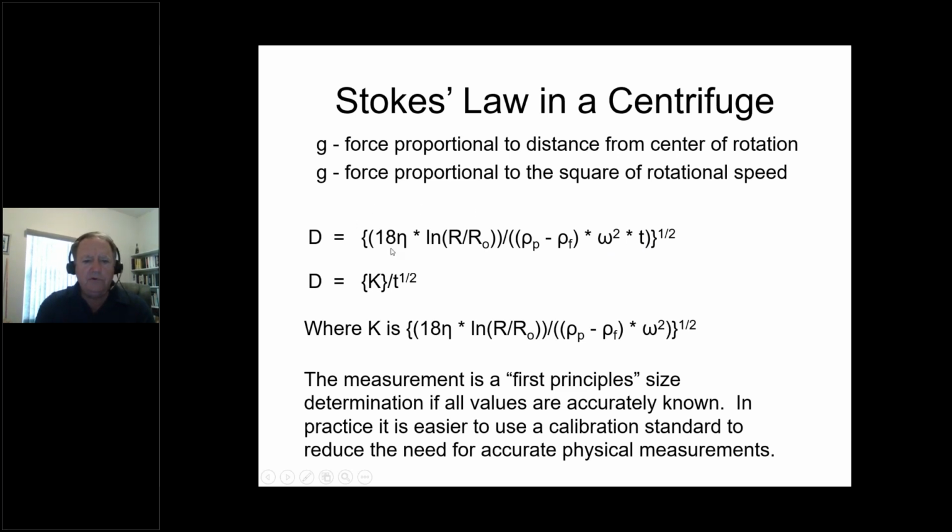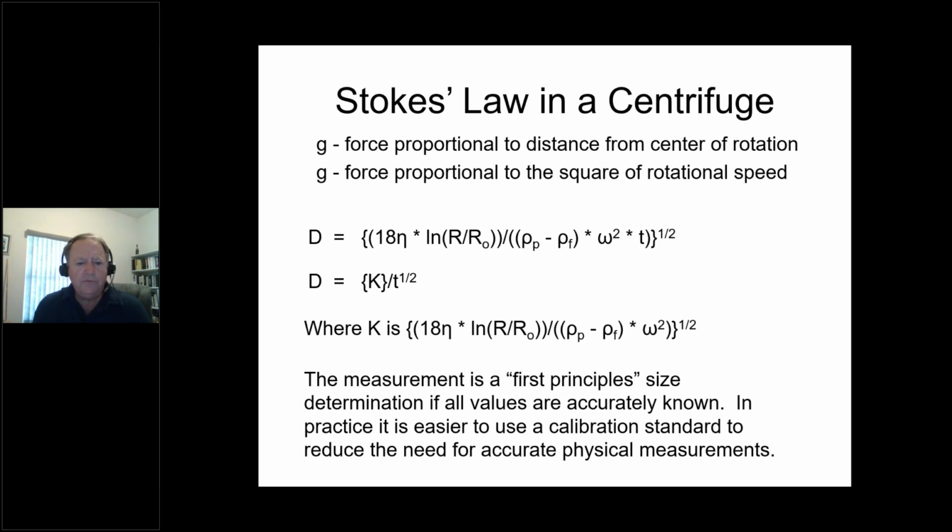You can combine all of these parameters except time into a constant value, and you see here that it simplifies a great deal. Basically, the diameter is a constant times the time elapsed to the 1/2 power. What that means, of course, is that if you increase the time by fourfold, it's a twofold reduction in diameter.